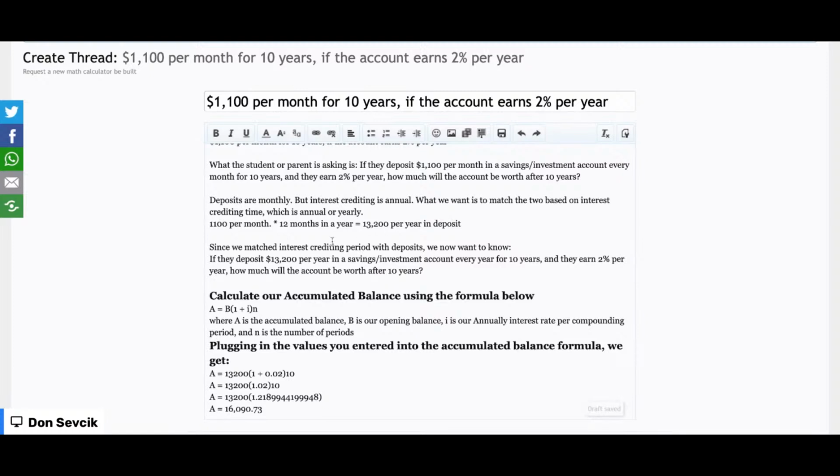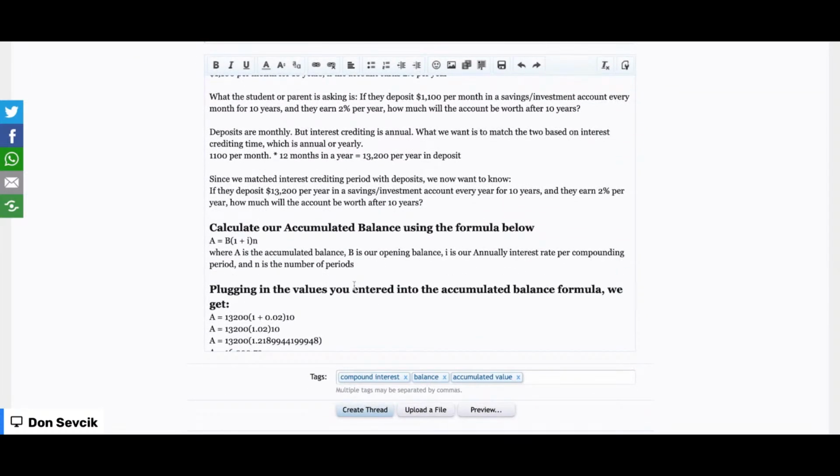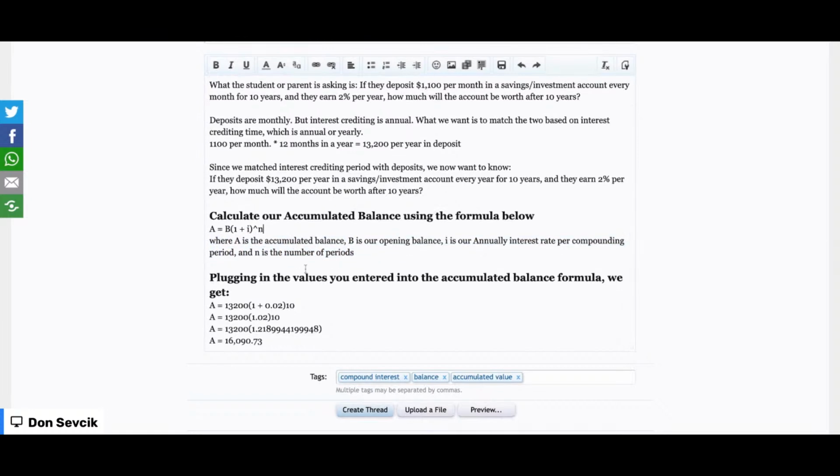Okay. So, make sure audio's still on. Yes, it is. Good. All right, switching back. Our accumulated balance using the formula is this: A, which is our accumulated balance, equals B, our initial balance, times (1 plus i) raised to the n. And then it tells you what all this is. Since we matched our deposit and interest crediting period, we can just plug in our numbers. When you plug all that in, we start with an initial balance of 13,200. We do 1.02 raised to the 10.